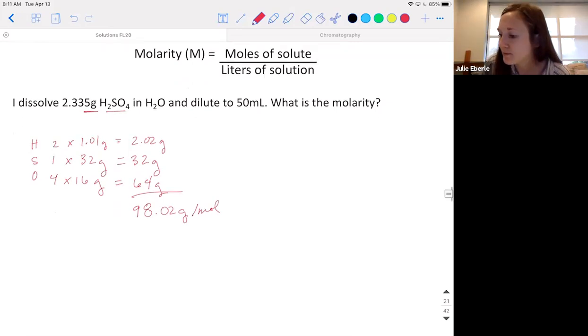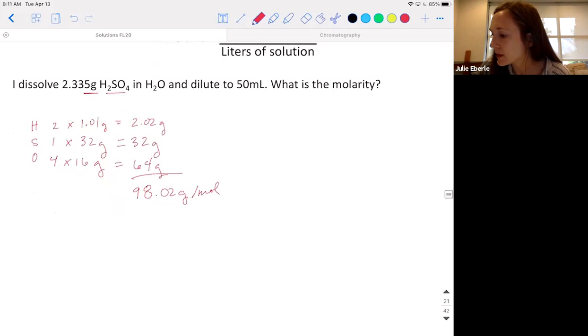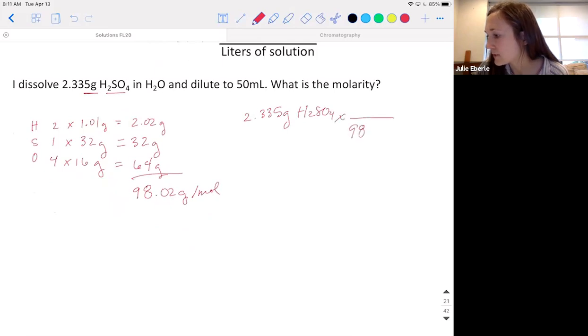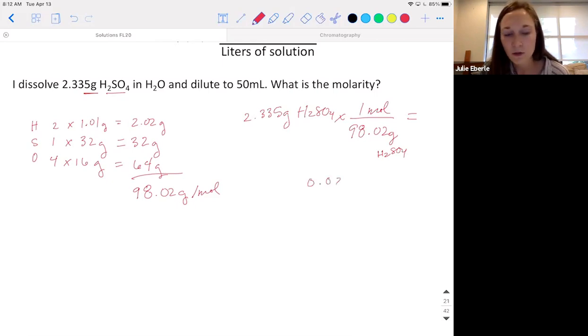Okay, so now we're going to convert to moles. We've got 2.335 grams of H2SO4, and I know for every 98.02 grams, that's 1 mole. So that equals how many moles? 2.335 divided by 98.02. Molly got 0.0238 moles. What y'all got?